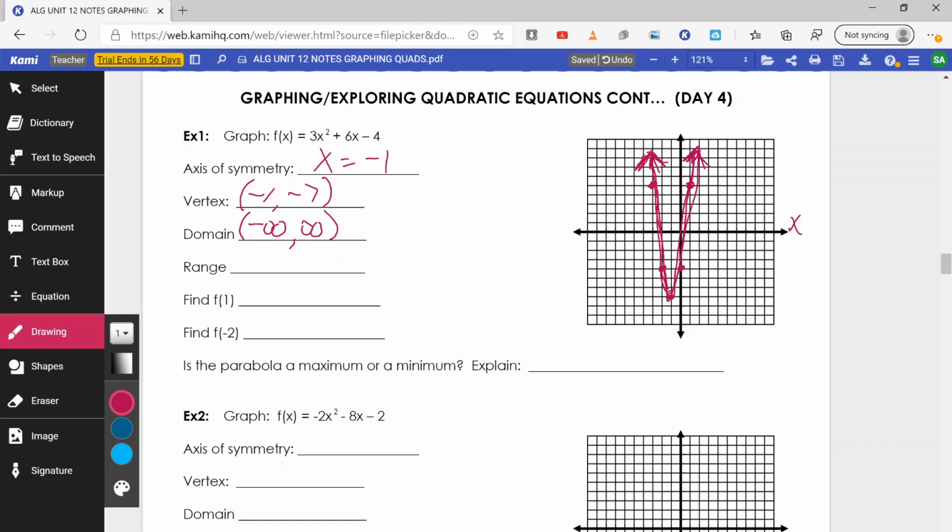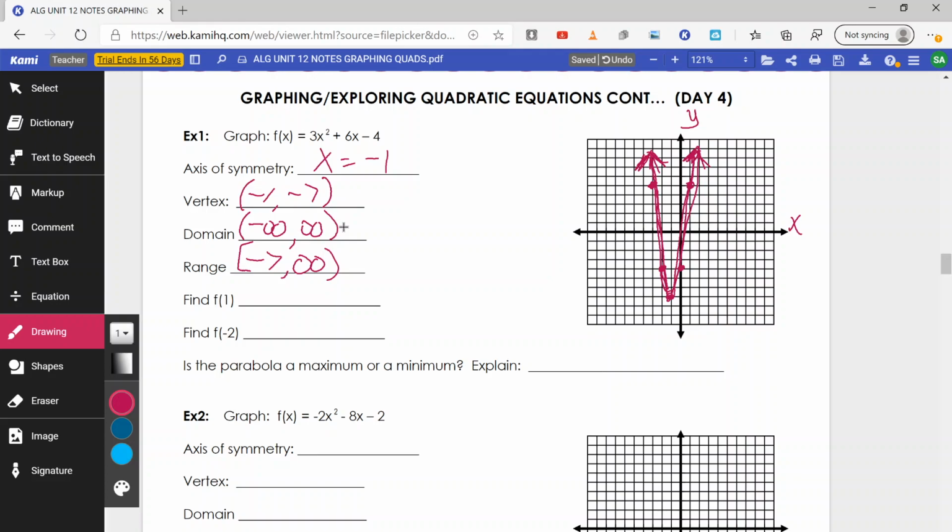The range, again, is the list of y values from bottom to top. So what is my bottommost y value? It is -7. And because I solidly hit it, I'm going to use brackets. And then I go up forever and ever. So we have infinity, and I'll close it with parentheses.